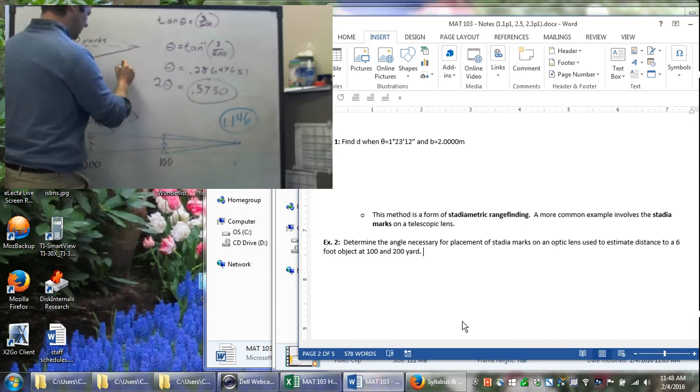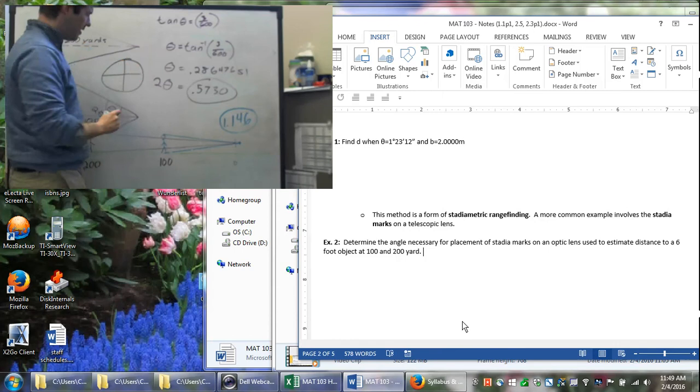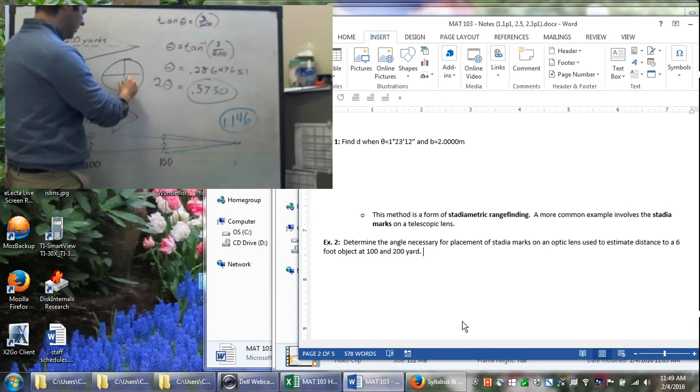Okay, so we found our first one, 1.146. Now we do the same thing with our longer distance, and we should get a smaller angle than that, unless I've done something horribly wrong, which would be really exciting, to break trigonometry. Okay, so this one hopefully will go a little bit quicker. I'll speed through this one because it's very similar to the last one.